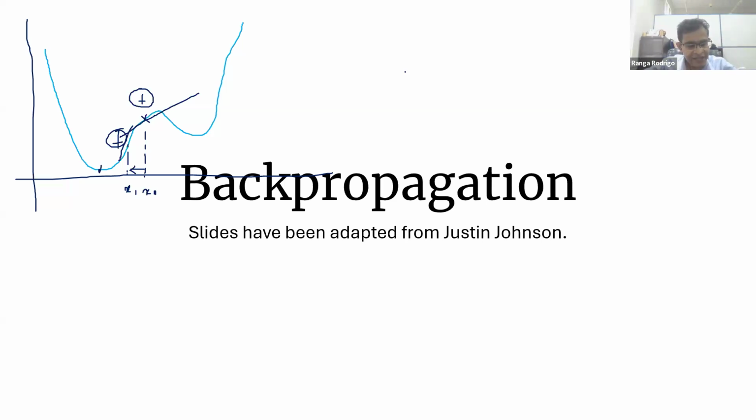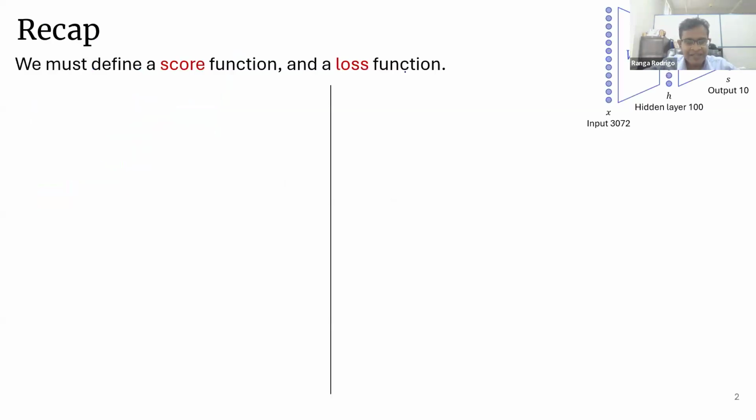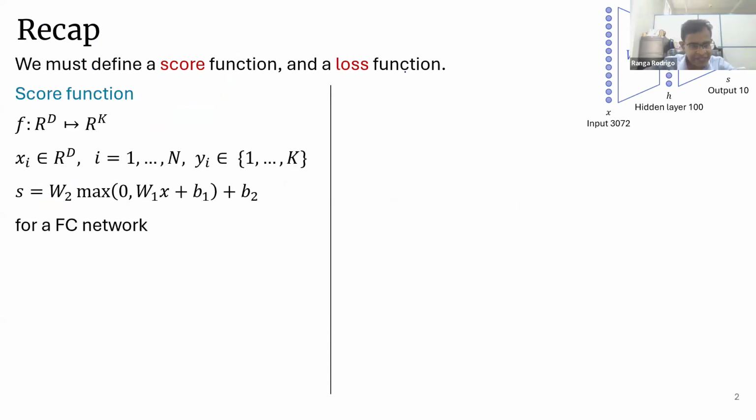All the deep neural networks, unless you just use some optimization scheme. Okay, let's look at this. We must define the score function and the loss function. Score function is something like this.